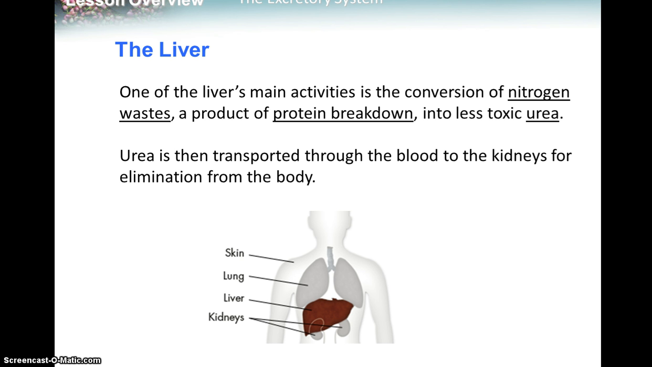Your liver is also an organ that functions with the breakdown and elimination of waste. Your liver's main job is to convert nitrogen waste products that your body makes by breaking down protein into a less toxic substance called urea. Your kidneys will then filter out the urea, and that's where kind of the word urine comes from. So again, your liver's job is simply to take nitrogen waste from the protein breakdown and convert it into urea so your kidneys can filter it out.